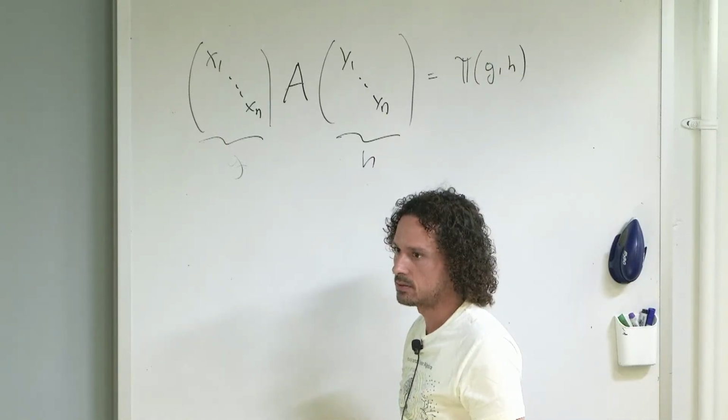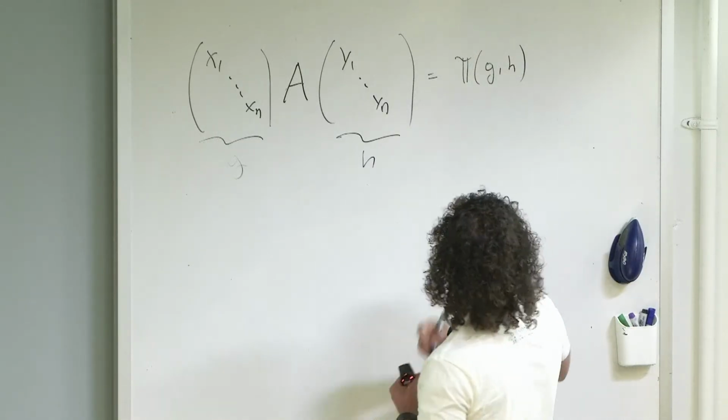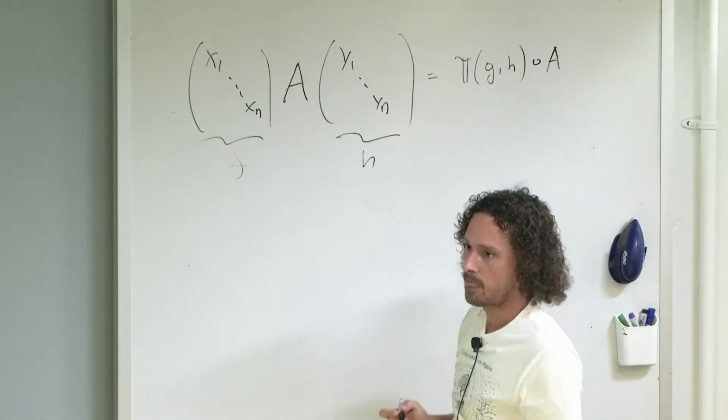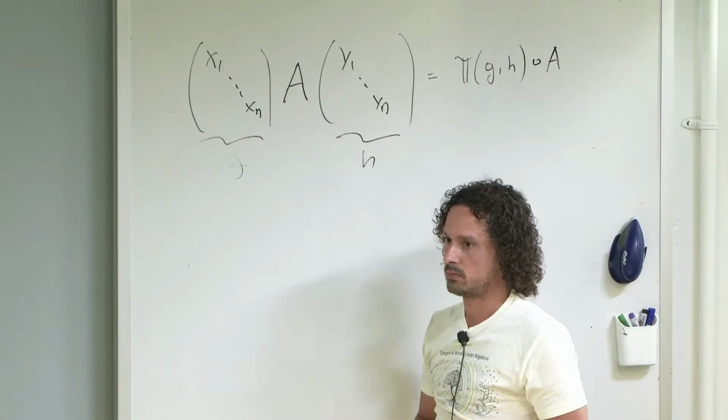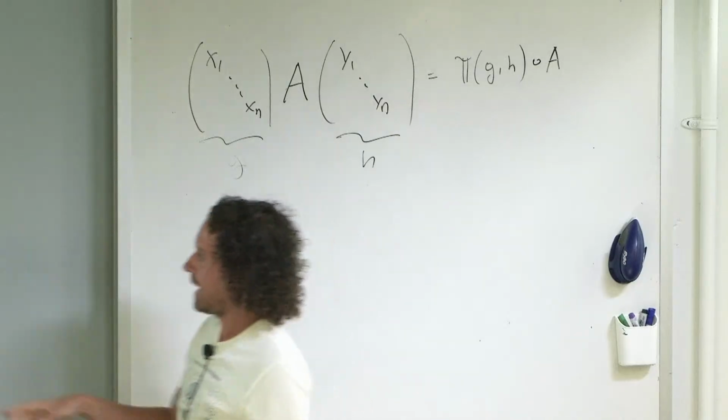Does that make sense? Acting on A. Yeah, acting on A, sorry. Acting on A. Okay. Right, is the action of the group. Or you can think of the group acting just by conjugation, right?